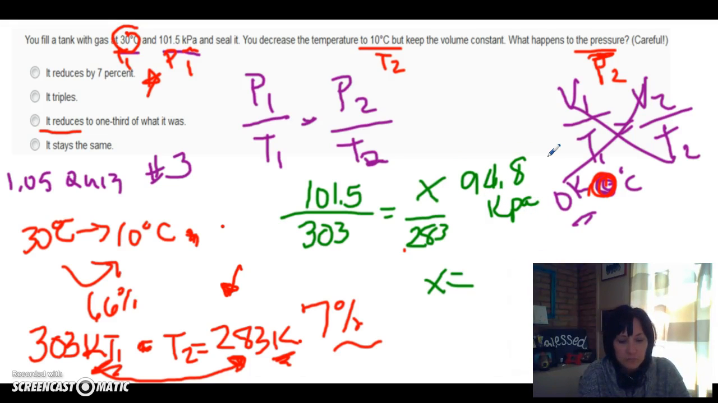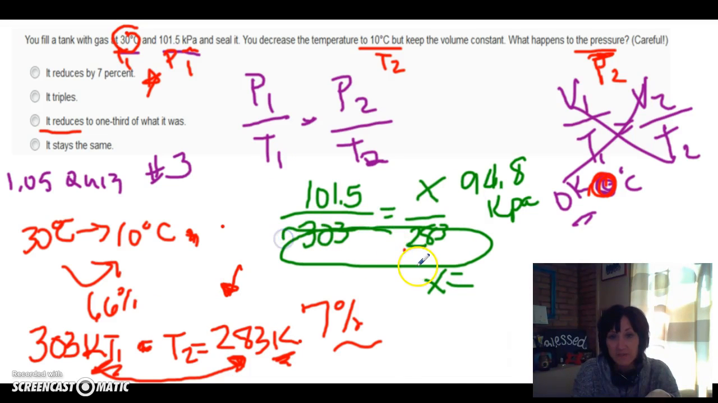Then you could divide it, 100 minus, whatever. You can easily tell, before you even did it, that it's going to reduce by 7% because you could look at the actual temperatures here. Okay, so hopefully that helps on that. Remember to make sure you're in Kelvin. Any questions? Let me know.